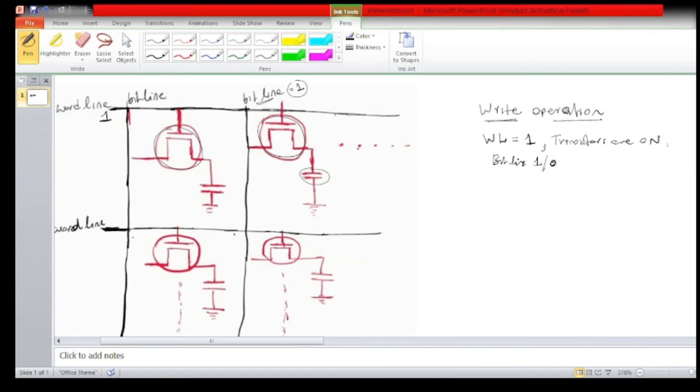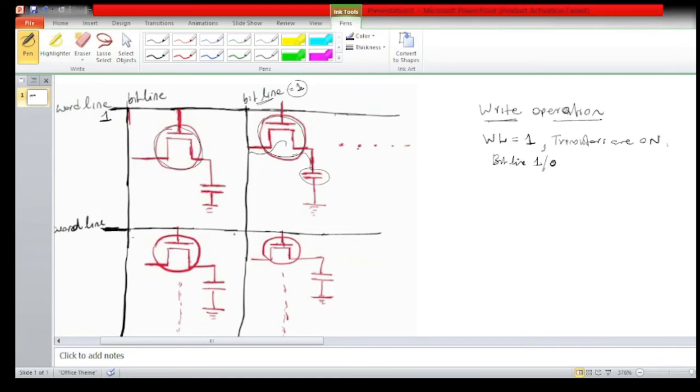If 0 means it is grounded, then the capacitor will be discharged, and all the charge in the capacitor will be discharged through this path. And the charge inside the capacitor will become 0.